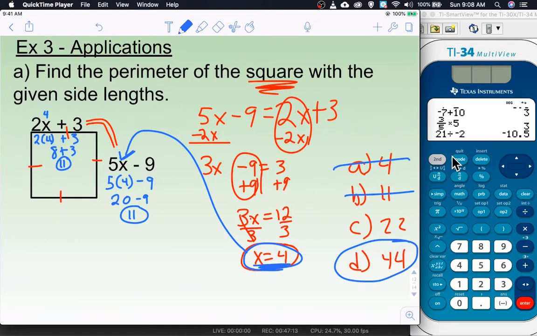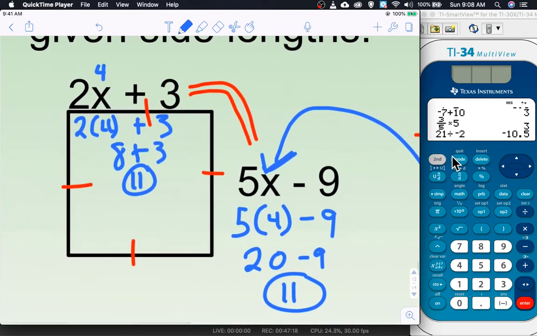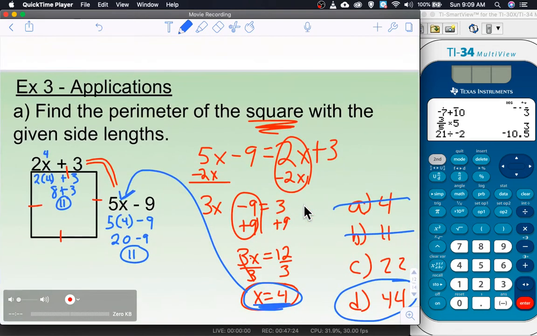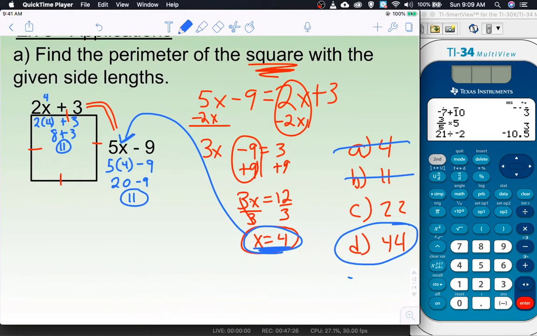The 22 is, I have some students who forget to add all 4 sides of the square. Like they'll just add this side here and this side here, just the 2 that they see. Another possible answer, if there was 5 choices, would have been 121 for folks who multiplied the 11 times 11 instead of adding them all up.